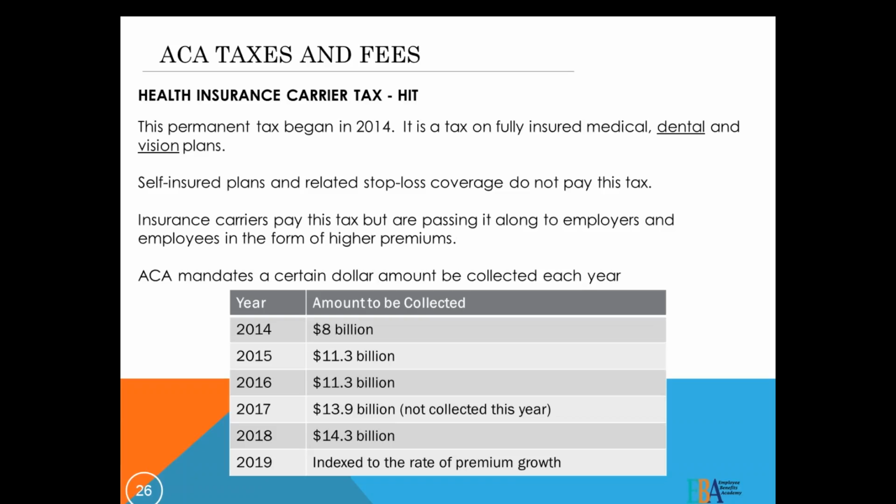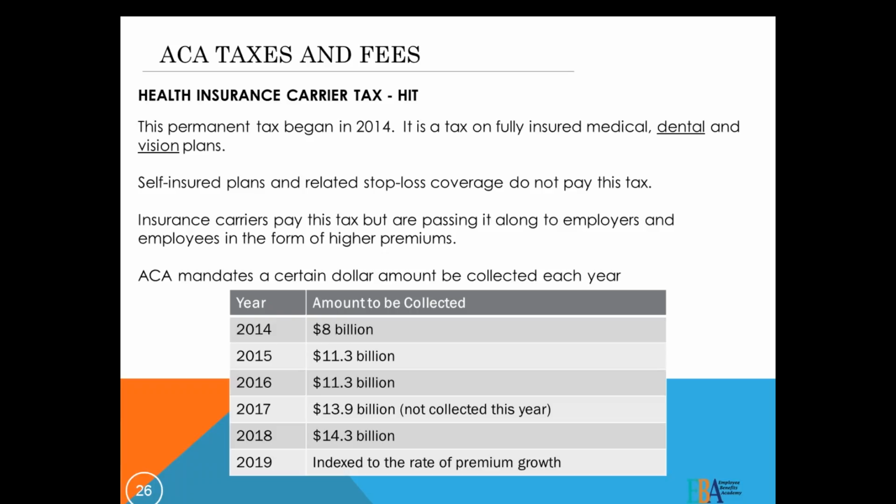Finally, we have another permanent tax in place. This is called the Health Insurance Carrier Tax, although if you read the ACA in its entirety, they actually refer to this as a fee instead of tax. This particular fee began in 2014. It's only imposed on fully insured medical, dental, and vision plans. Self-insured plans and the related stop-loss coverage do not pay this tax. So for once, your self-funded clients get out of this particular fee or tax.